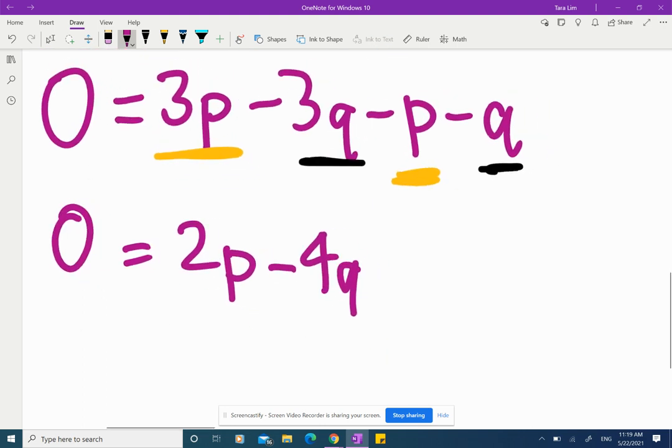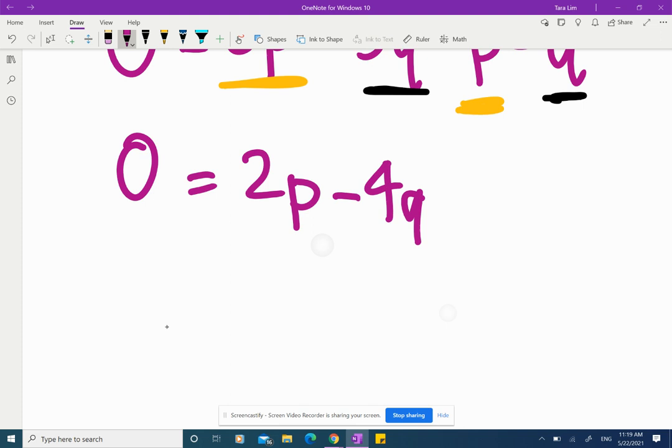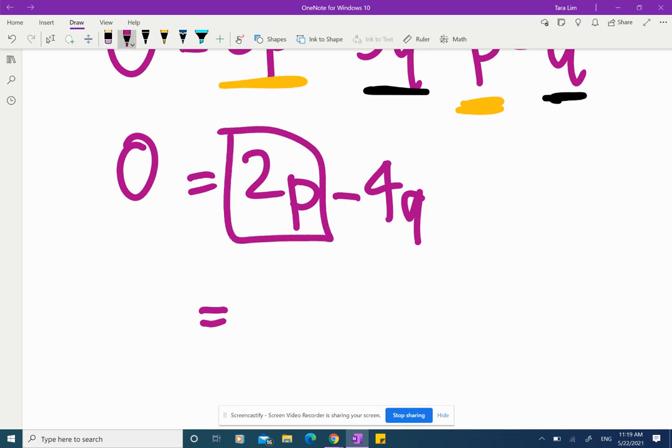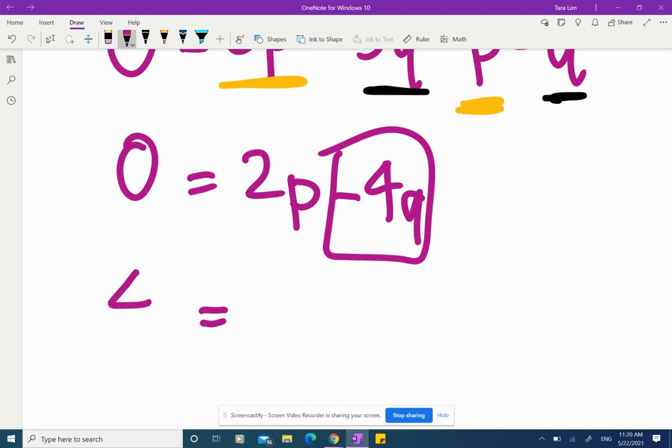Now we want to make it p over q. So first of all, we want to move one of them. Which one do you think will be better to move? Because if we move 2p to the other side, it's going to be negative 2p and everything is going to be too complicated. And we have negative 4q. If we move negative 4q to the other side, it's going to be a positive 4q. So we'll move the positive one. So 4q is equal to 2p.